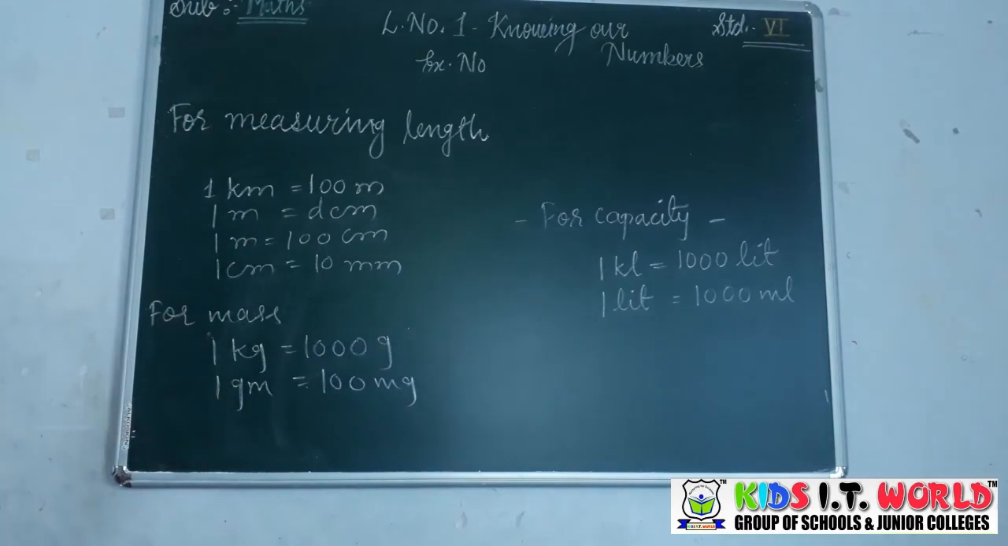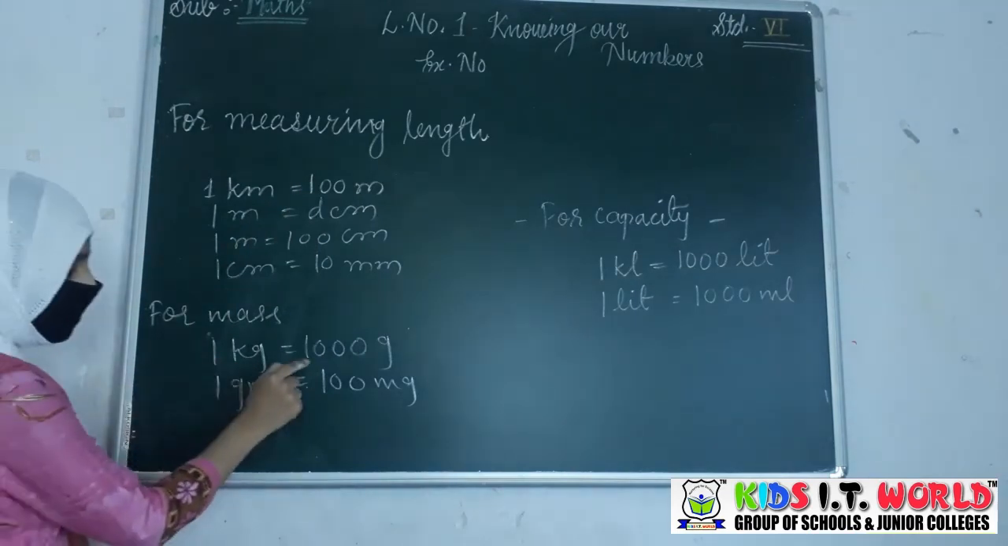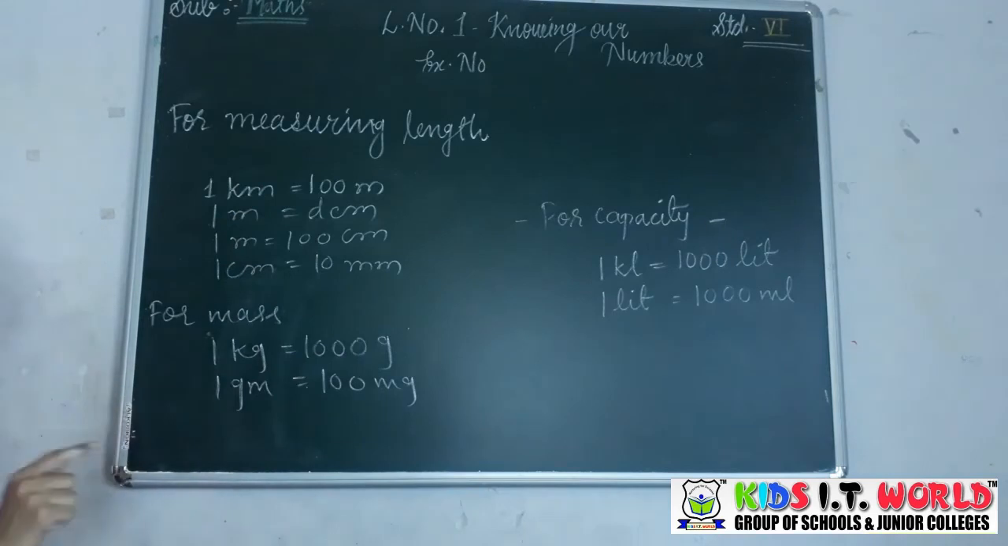For the mass, we use 1 kilogram is equal to 1000 gram. Means if you are taking anything, 1 kilogram means how many grams are there?